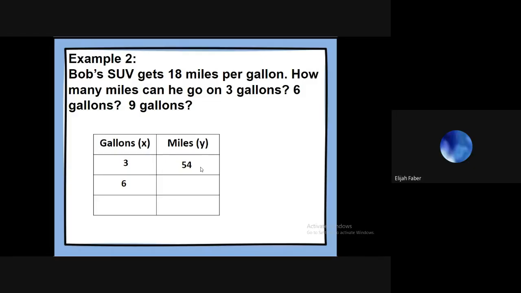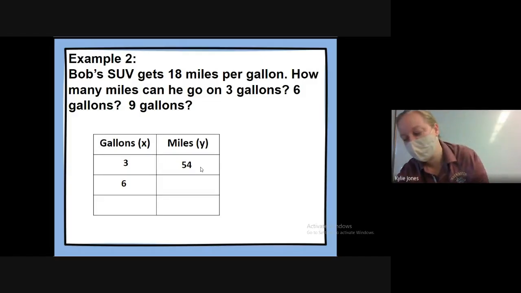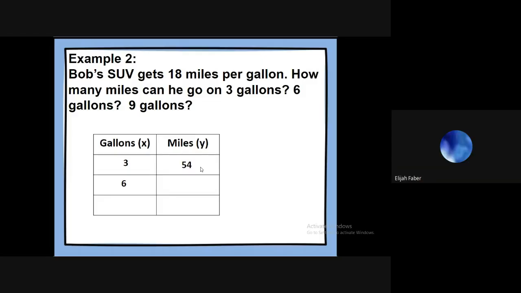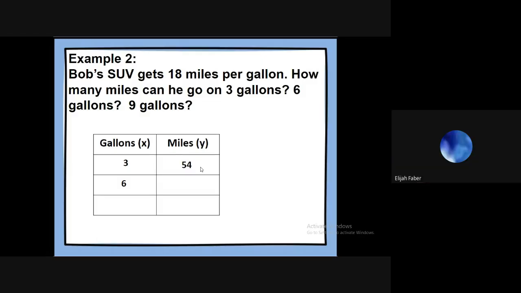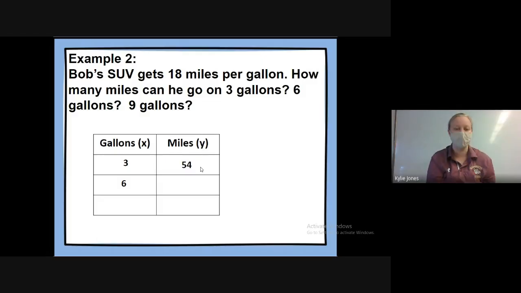96? I don't actually know the answer, but how did you find that? No, it's not 96. But what would you do? You have the right idea. What do you have to do? Multiply. Yep. We need to multiply 6 gallons times 18 miles to figure out how many miles he can go. I did the math on my calculator because I can do that as the teacher, and I got 108 miles.